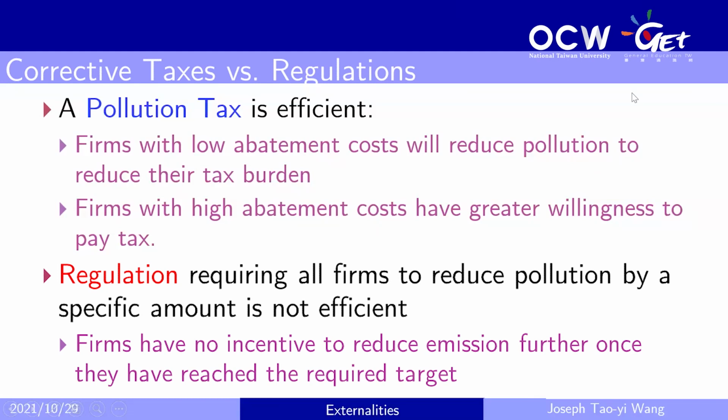So the key thing here is that if you want equality, regulation gives you equality. Everybody is subjected to the same standards. But in terms of efficiency, what you really want is, given the same amount of pollution reduction, you want the low-cost firms to do this instead of the high-cost firms.